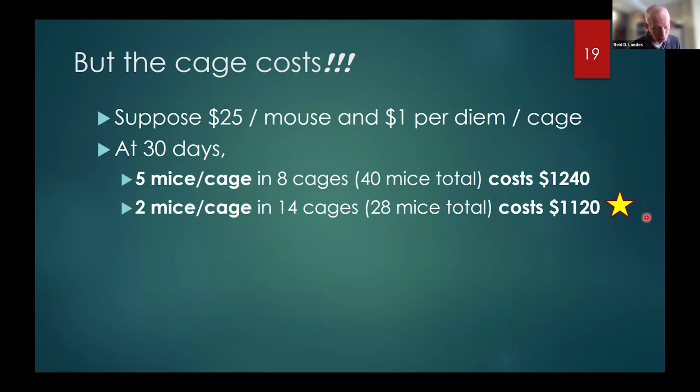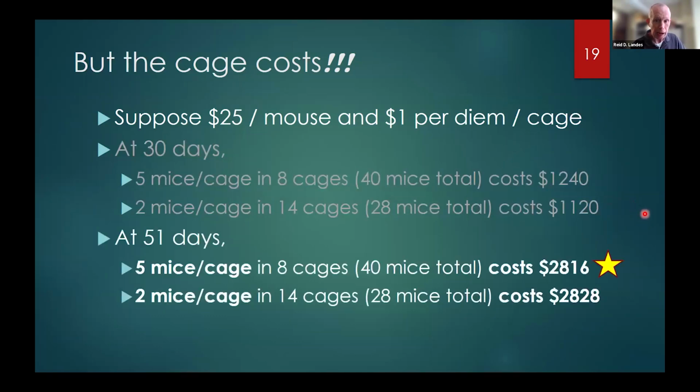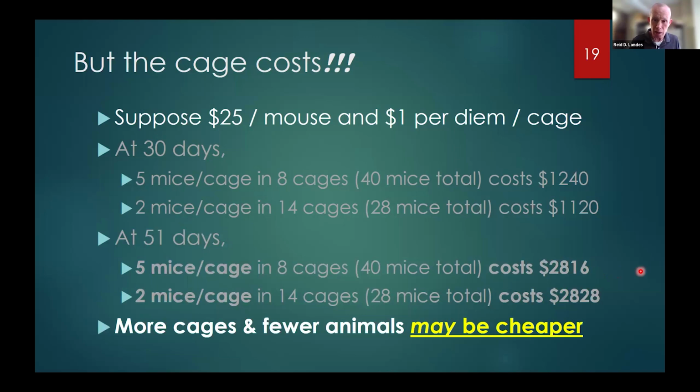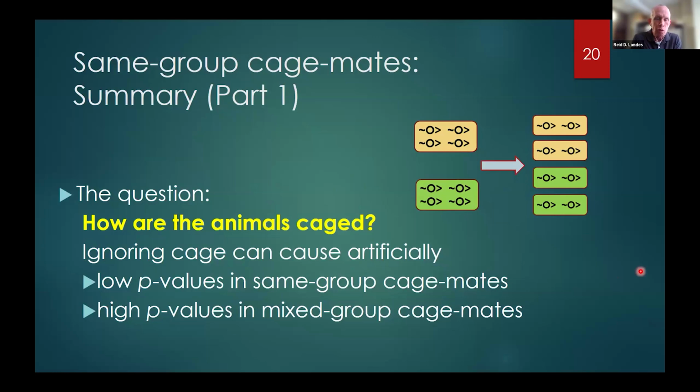However, if you let that experiment run long enough, eventually the cage costs are going to overwhelm the overall animal costs, and the 5 mice per cage, 40 mice total, will cost less than the 28 mice total. And we could compute that time point at 51 days. And we see that the 5 mice per cage, 40 mice total is going to be cheaper at 51 days and following. So again, a benefit from more cages with fewer animals is that it may be cheaper to do it that way.